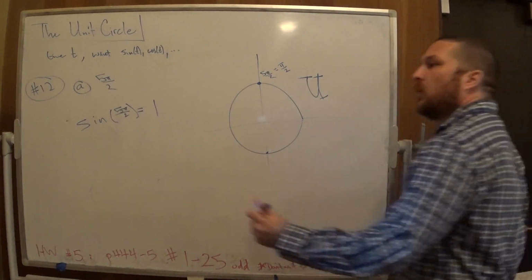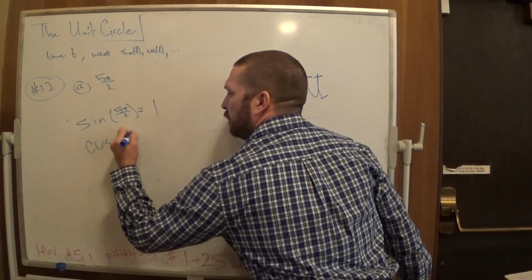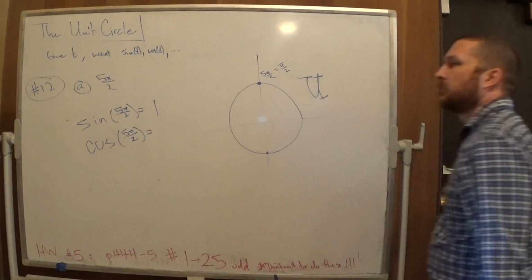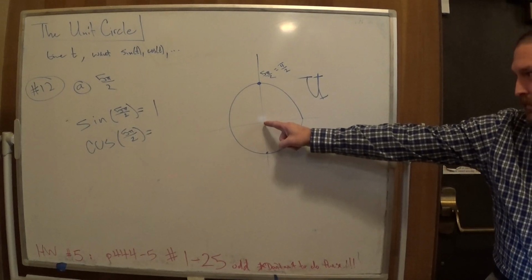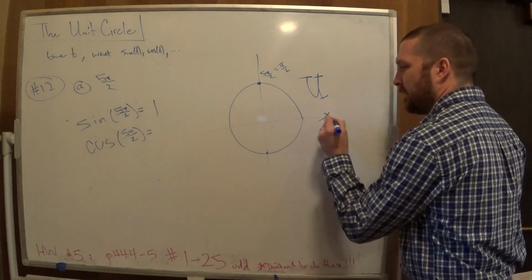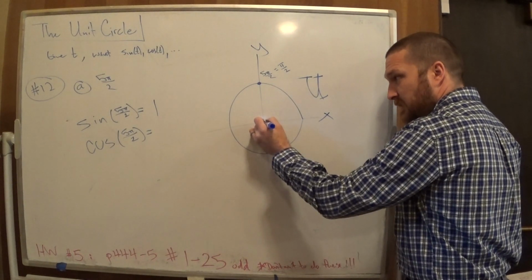So what does that mean for cosine? What's cosine of 5 pi over 2? What x value is that? Oh, 0. This is x, and we're thinking about that as y. It's right here, and so we just look down and say it's 0.